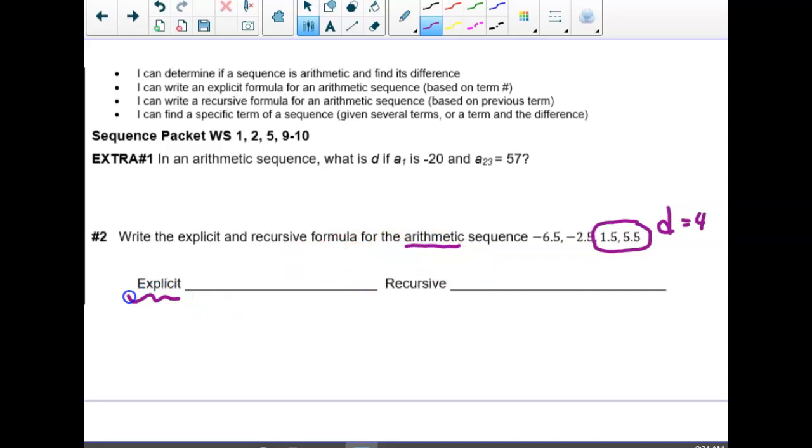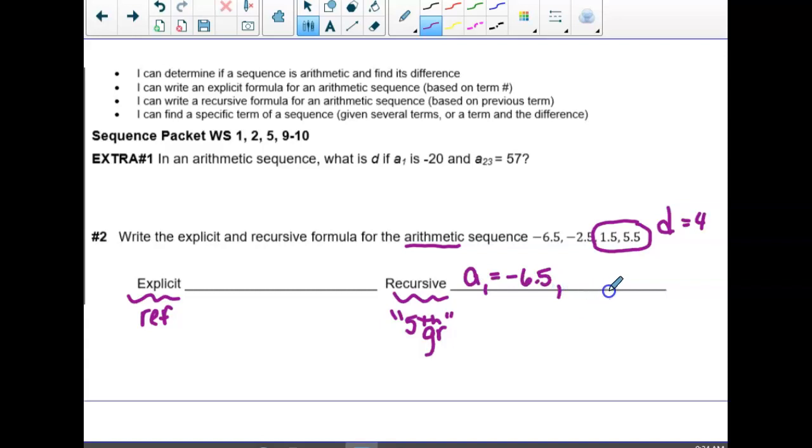This is the one on your reference sheet for arithmetic, and this is the one that we like to tell your 5th grade sister, but it's not on the reference sheet. Okay, if you were describing this to your 5th grade sister, what would you say? We started with negative 6.5, so we write that as a sub 1 equals negative 6.5.